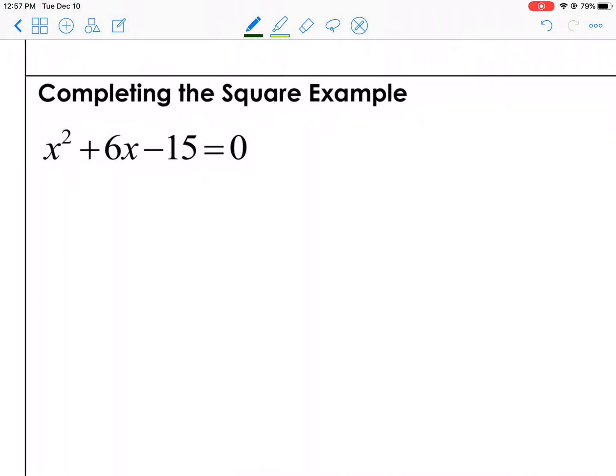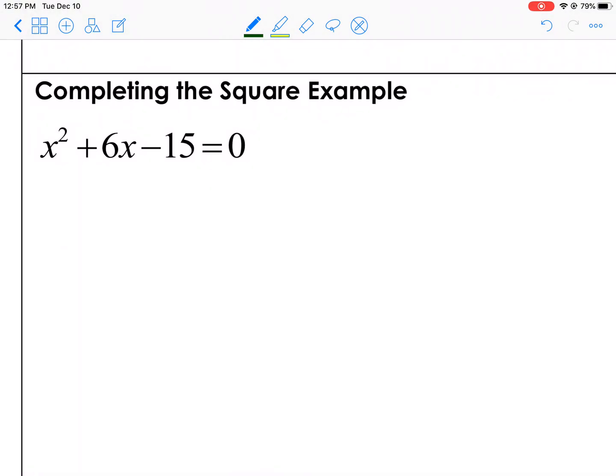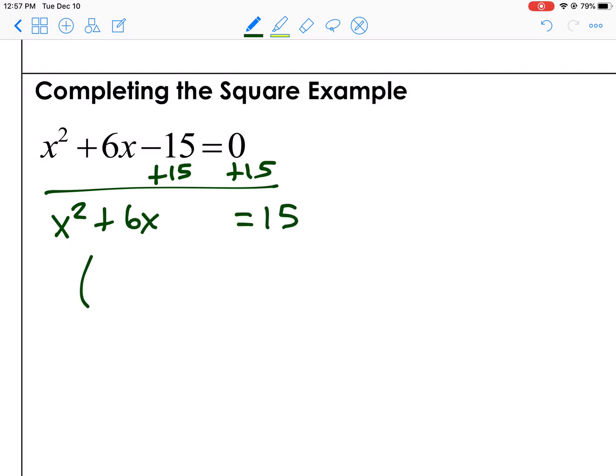All right, over here we're going to do completing the square. This one's written in standard form. There's no a value besides 1, so we're ready to go there. Let's start by moving the constant over to the other side. And then remember that when we're completing the square, what we want to do is custom build a factor so that when we multiply it all together, we'll get x squared plus 6x plus something.